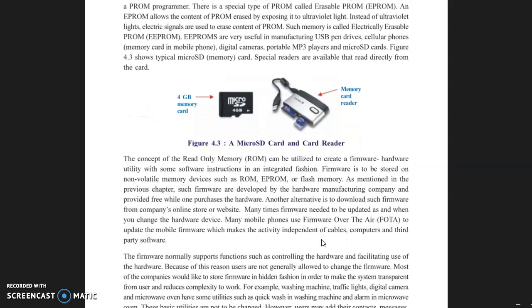Firmware means what? Hardware, software, firmware. Did you remember this word? We already covered this word. Firmware means that some instructions are already stored. It is a hardware utility with some software instructions in an integrated fashion. Firmware is stored in non-volatile memory devices such as ROM, PROM, or flash memory.